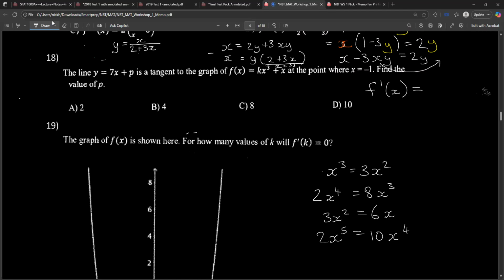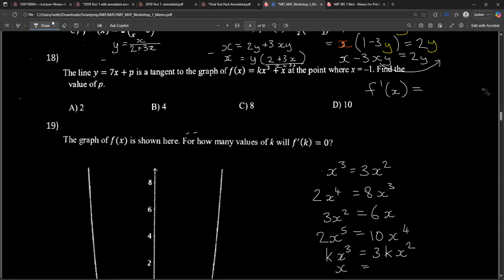Okay, so the derivative of 3 of k, I'm going to write that here. Kx cubed, right? 3 times k is 3k. Take 1 off the 3, you get 2. So that is the derivative of the first bit. The second part is just x.